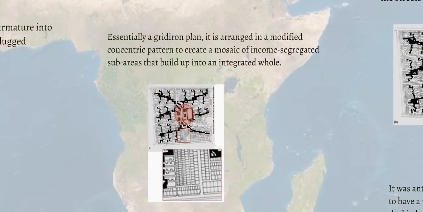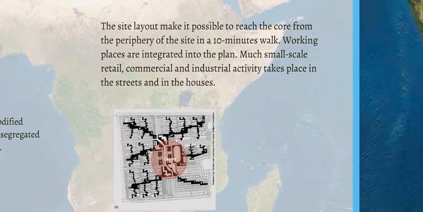Essentially a Greek iron plan, it is arranged in a modified concentric pattern to create a mosaic of income-segregated sub-areas that build up into an integrated whole. The site layout makes it possible to reach the core from the periphery of the site in a 10 minute walk. Working places are integrated into the plan. Much small-scale retail, commercial and industrial activity takes place in the streets and in the houses.